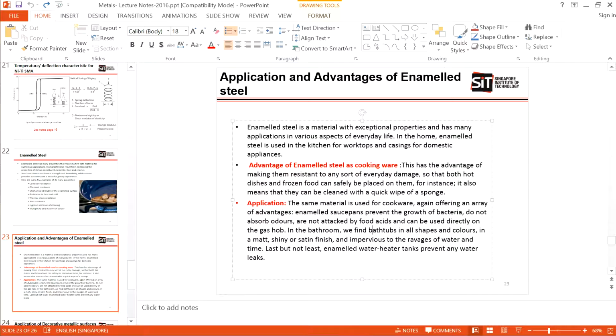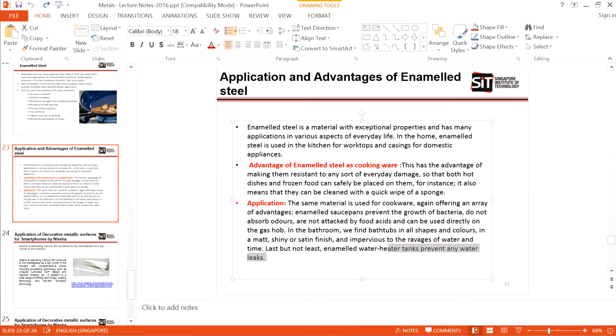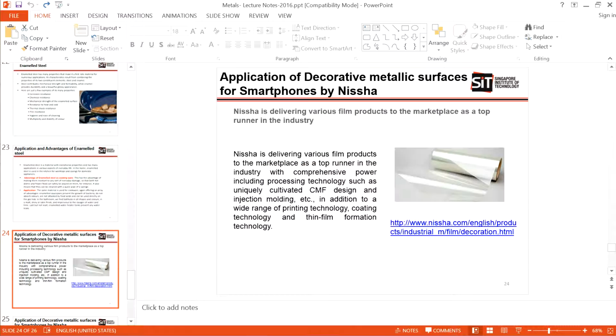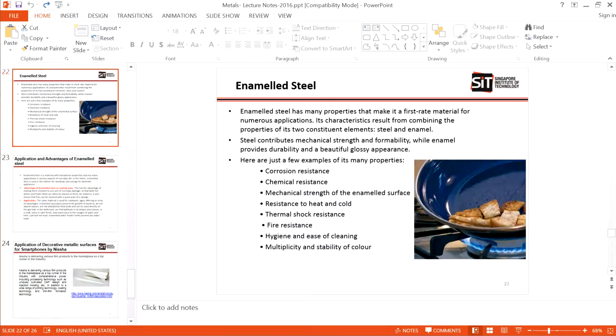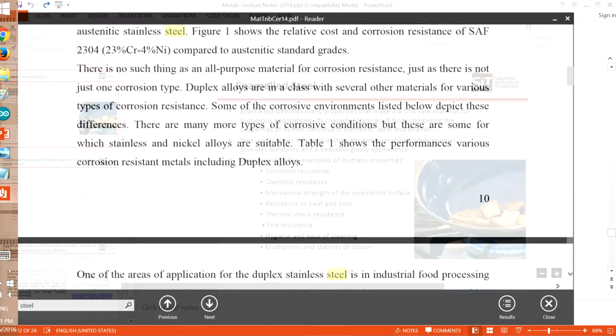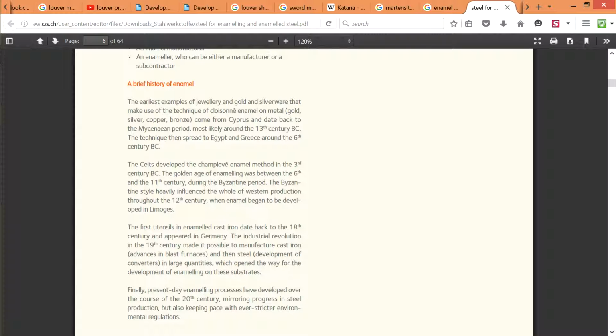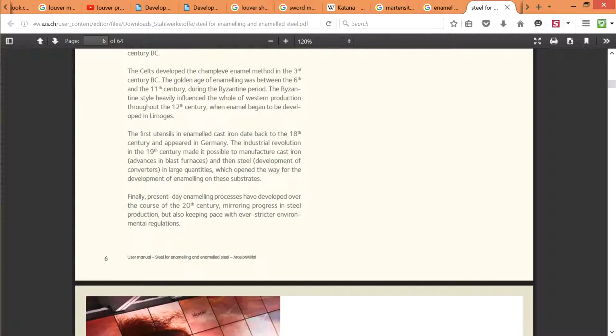And then it can also be used for hot bathtubs, for different shapes and colors. And then it's also used for water heaters, alright, to prevent water leaking because of the coating. Alright, so these are the few things for your enamel steel. Take note that it was used for jewelry in the past by the Egyptians and the Celts, in case you want to know more.